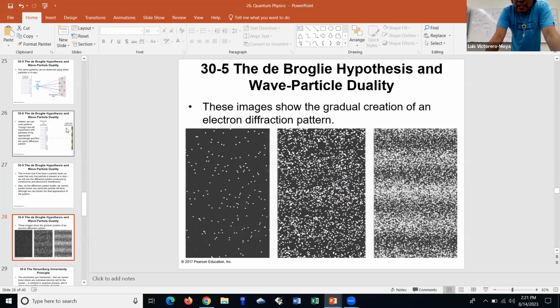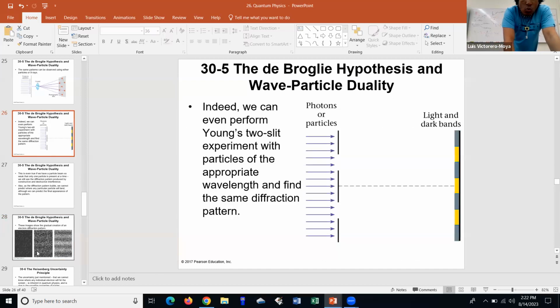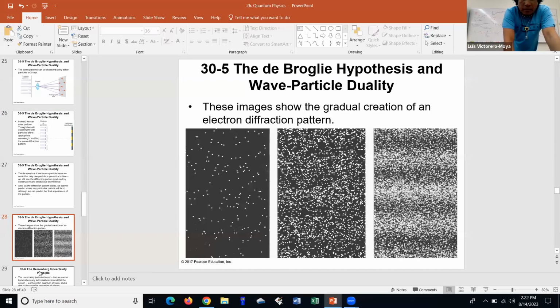At the beginning, it looks like random electrons hitting the screen. As you keep going on the experiment, you start seeing bands being formed. 1, 2, 3, 4, 5, and then here, 1, 2, 3, 4, 5. So you can see this with a stream of electrons.